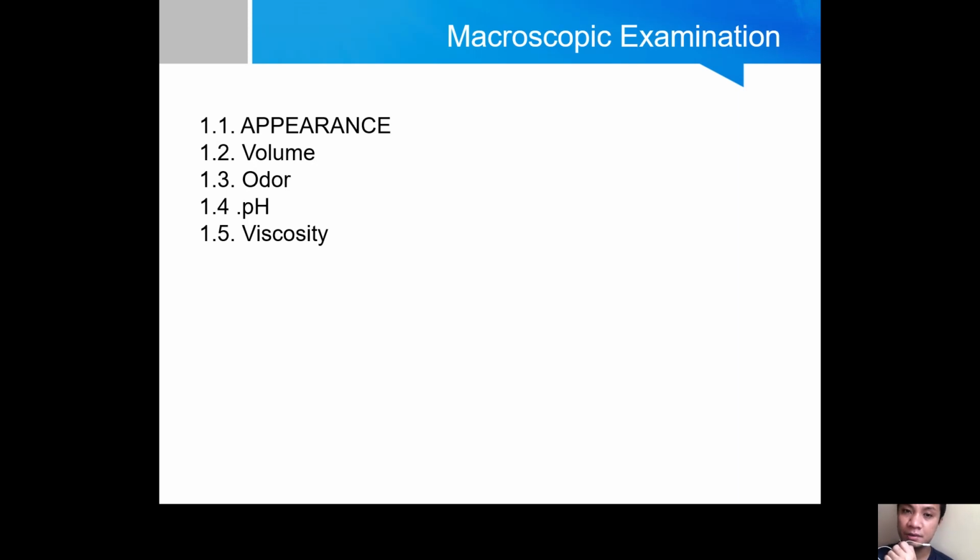The pH. Normally, the pH of normal seminal fluid is 7.2 to 8. You can measure the pH with a pH meter, or with a reagent strip, or even litmus paper. Then the viscosity can be identified by transferring a sample of your seminal fluid into a pipette and allowing it to flow at the tip of the pipette.